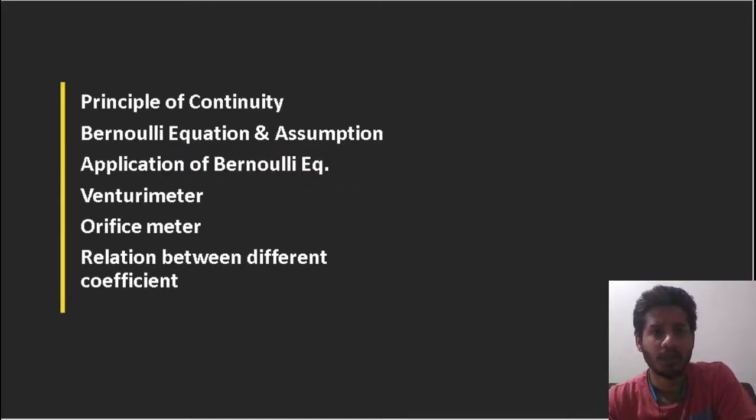This will be the flow of the presentation. First of all, we will be dealing with the continuity equation, then Bernoulli equation, its assumption, then its application part, Venturi meter, orifice meter, because many of the time questions are being asked from the Venturi meter also, orifice meter also. All right, so let's start.